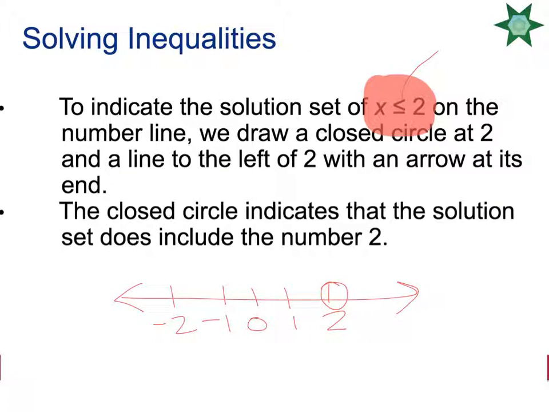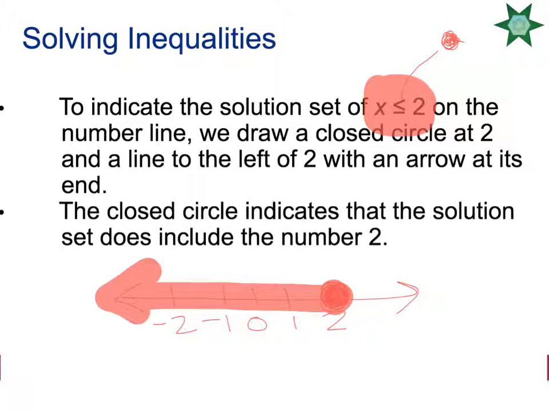So remember, because this has a line underneath it, you use a filled in circle. Okay, so we will color that circle in. That's called a closed circle. And then again, we need to shade all the numbers to the left. So we will shade from that circle to the left.